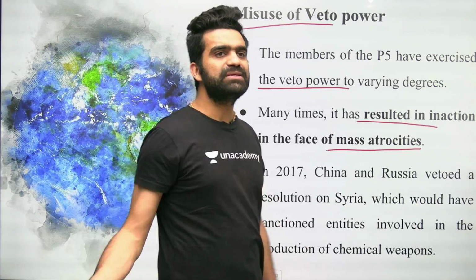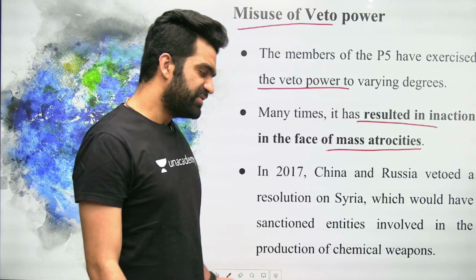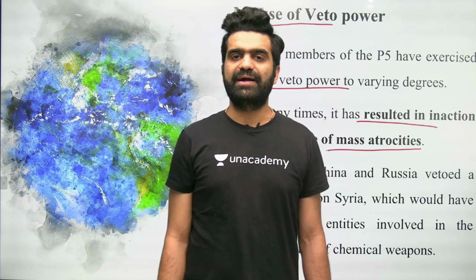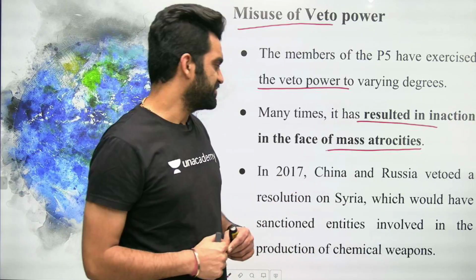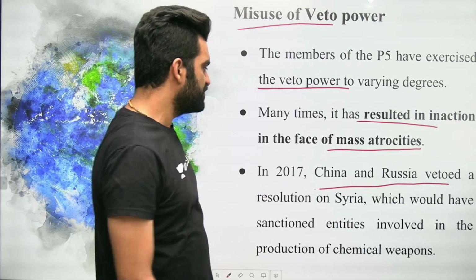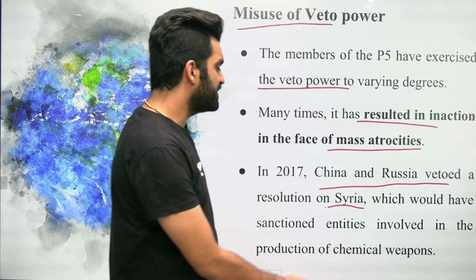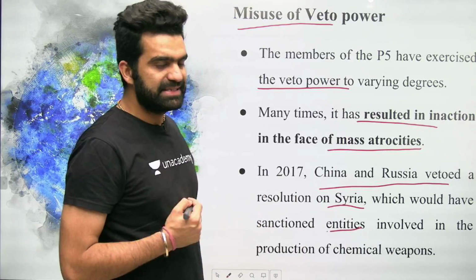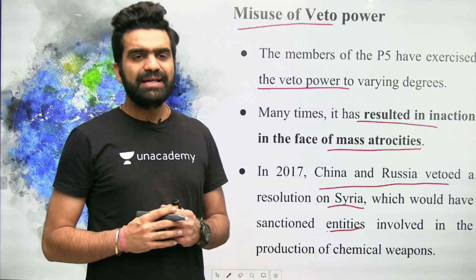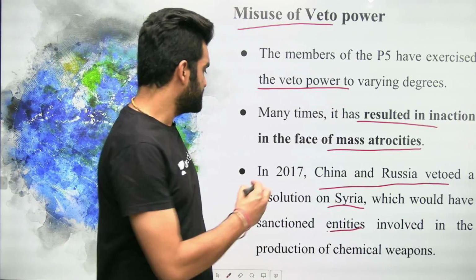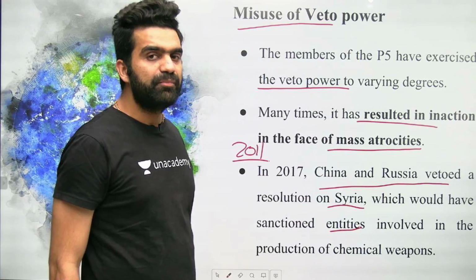Then China was safeguarding North Korea in the recent past, right? And similarly, the United States has been keeping the interests of Israel intact, has been protecting Israel from the United Nations Security Council's sanctions. In 2017, China and Russia vetoed a resolution on Syria against President Bashar al-Assad, which would have sanctioned entities involved in the production of chemical weapons in the state of Syria. Now, if we are talking about Syria, the United Nations has been a mute spectator since 2011. Since 2011, Syria has been on the boil.